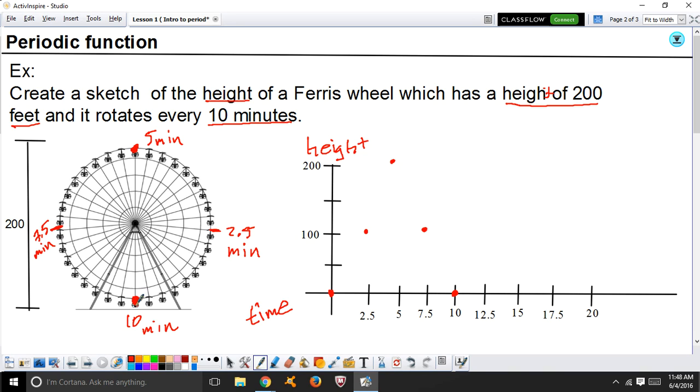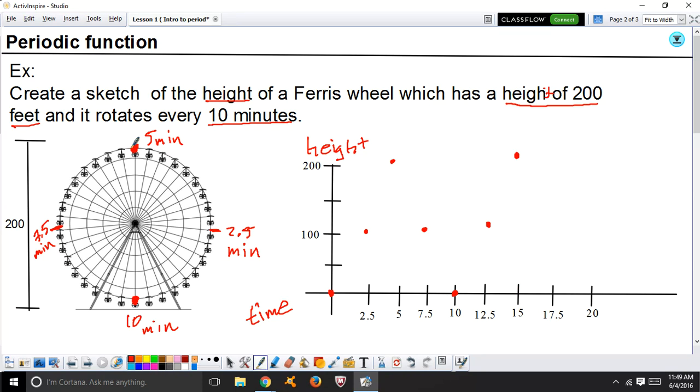Now let's repeat our cycle again. At 2.5 minutes, we're starting at 10. So 2.5 more minutes, we're going to be at 12.5. At 12.5, our height is going to be 100 again. We're standing here. Now we know that at exactly 15 minutes, our height is going to be 200.